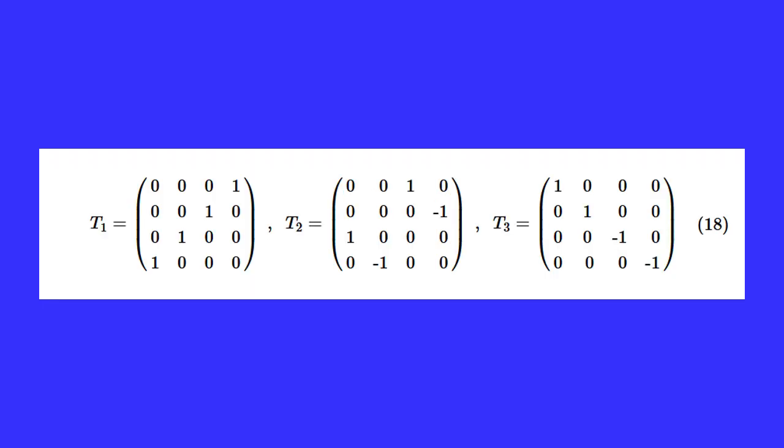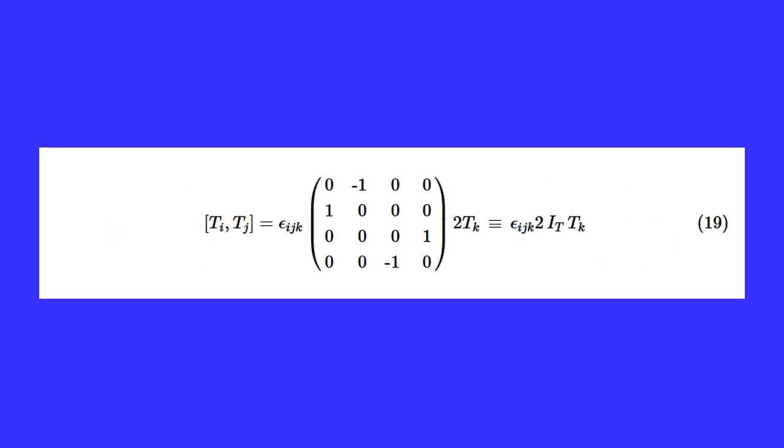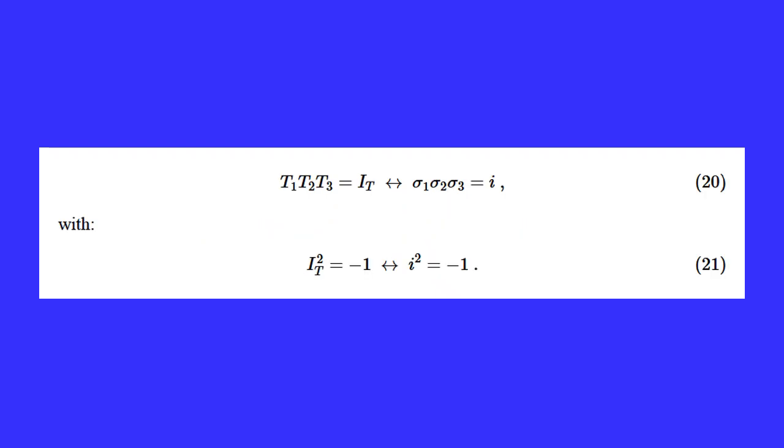The matrices that have the position corresponding to the sigmas are the T matrices, which when written out explicitly have the form shown. And these are their commutation relations, with the place of the I taken by IT. So there is a difference, but also a similarity. Here's the similarity. So how about the difference?